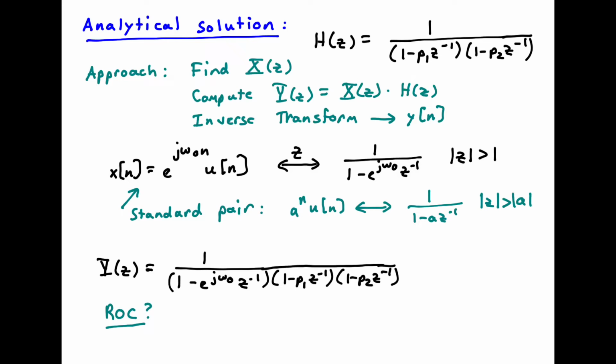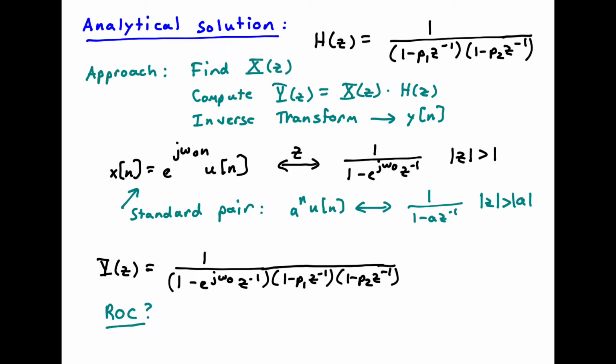Okay, let's consider the analytical solution first. So I've just recopied the system function here. The system function is generic, and it has, in general, two poles, one at P1 and one at P2. And so the analytical approach is we first find x of z, the transform of the input, then we compute the multiplication of x of z and h of z to get y of z, and then we take the inverse transform to get y of n.